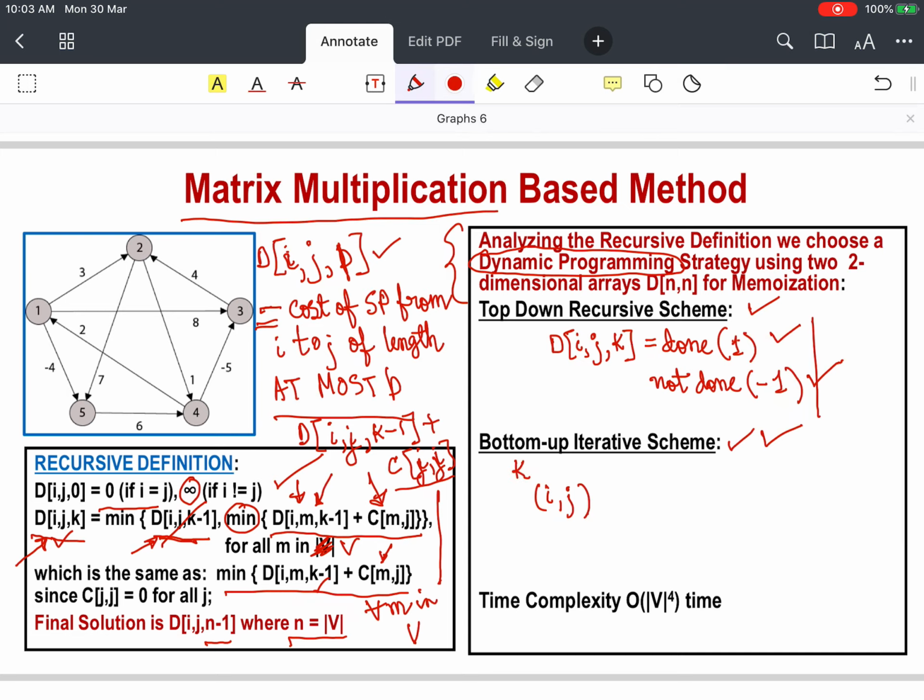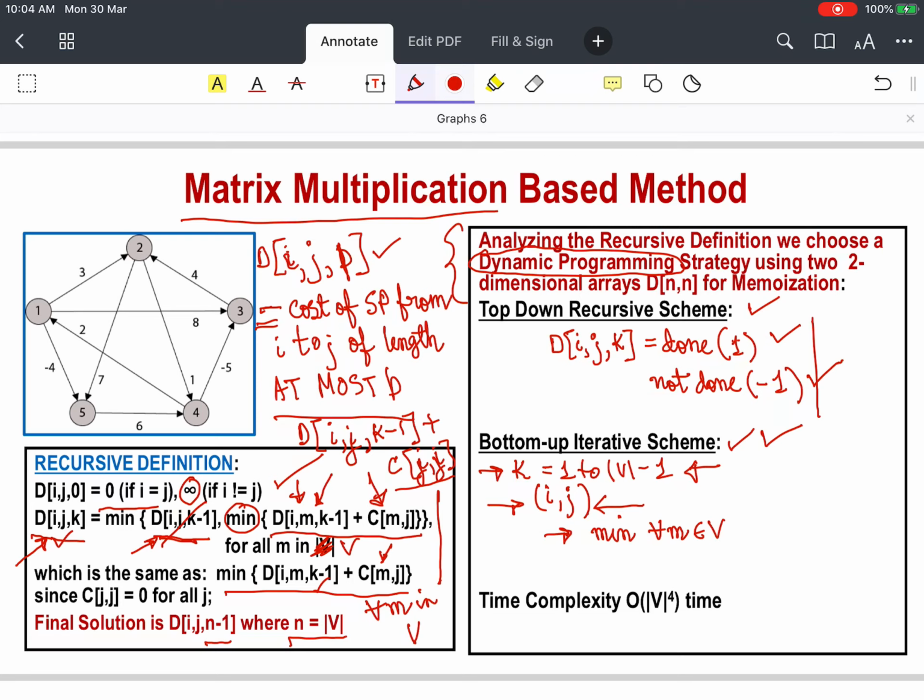It has got one outer loop for k, because k will be from 1 to v minus 1. One loop will be for all i, j, and one loop will be to find the minimum for all m element of v. So we will have one outer loop for all the iterations from k equal to 1 to the number of vertices minus 1.